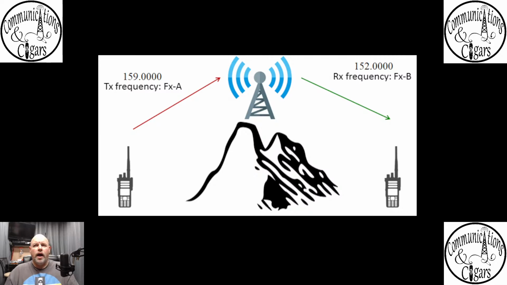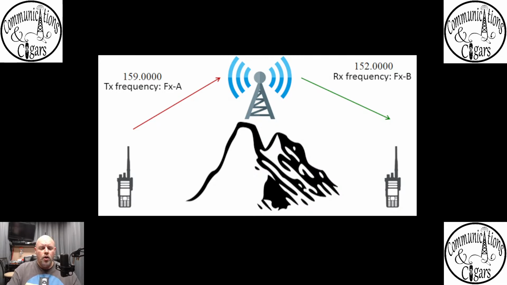FRS is simplex. CB is simplex. Marine does have some shipboard repeaters, but not in the conventional marine channels we think of. It's usually radio to radio there. So once again, amateur, GMRS, business, public safety. You go in on one frequency, the repeater receives it simultaneously, puts it onto another frequency, increases power and spits it out. Not a problem whatsoever.